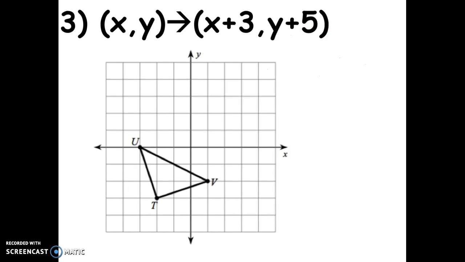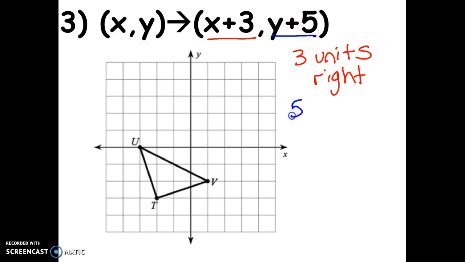All right, and our last example, we have x plus 3 and y plus 5. So we know that the x plus 3 is going to be dealing with left or right, okay? The plus is going to tell us that we will be going right. So we're going to go 3 units right. And then the y plus 5 tells us we're going to go 5 units up. Okay?